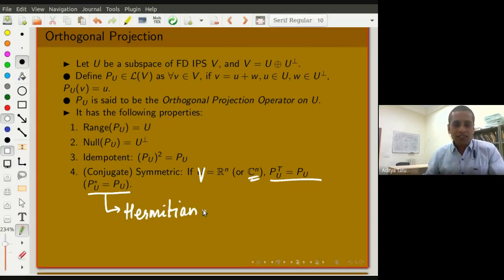There's just one last property that I wanted to derive and talk about as far as orthogonal projection is concerned. Can I do that and then finish this lecture?